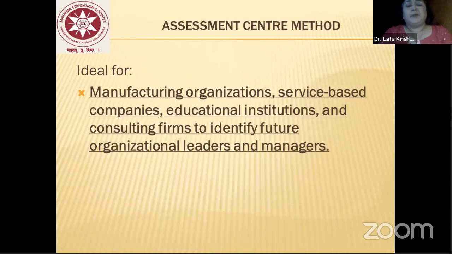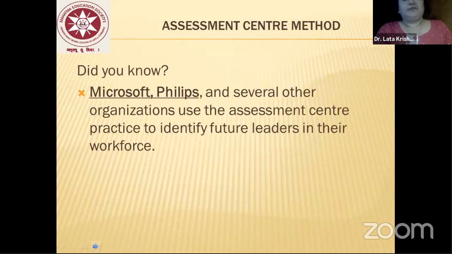It is ideal for manufacturing organizations, service-based companies, educational institutions, and consulting firms to identify future organizational leaders and managers. Microsoft and Philips, did you know this? Microsoft and Philips are examples of two companies, and several other organizations also use the assessment center practice to identify future leaders in their workforce.